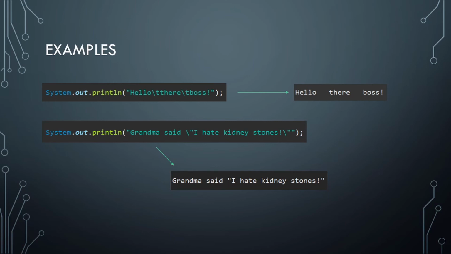You need to make sure that you add these escape characters. Otherwise, in the second example, only "Grandma said" would be included, or "I hate kidney stones." They'd be two separate statements. So you'd want to include your backslash to have the inclusion of the quotation marks. And if you want to space things out, use an escape character of backslash T to include a tab.